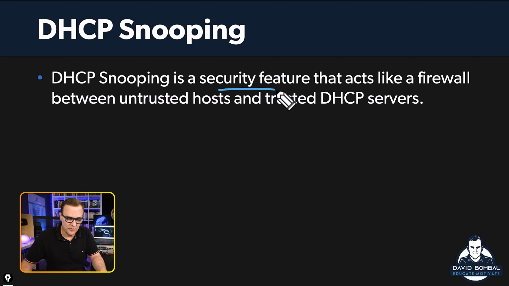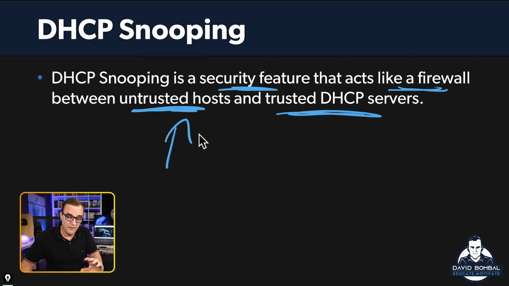DHCP snooping is a security feature that acts like a firewall or access control list between untrusted hosts and trusted DHCP servers. We are going to, by default, trust no one. So everyone is untrusted. All ports are untrusted. But where we have legitimate DHCP servers, we will trust those ports so that DHCP messages such as offers are allowed from those ports. No DHCP messages from servers will be allowed on any other ports.